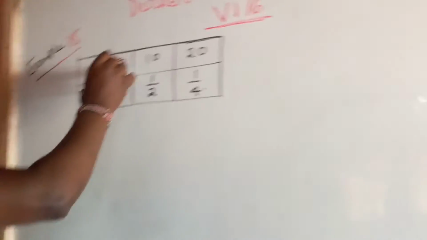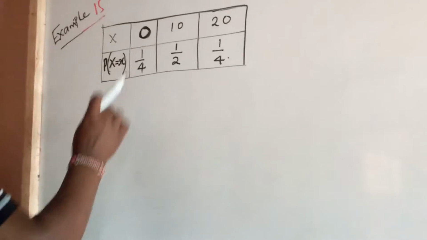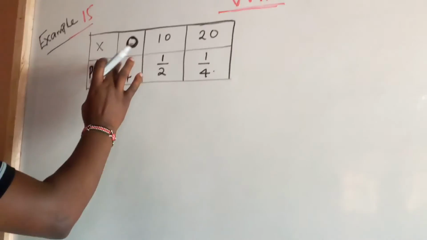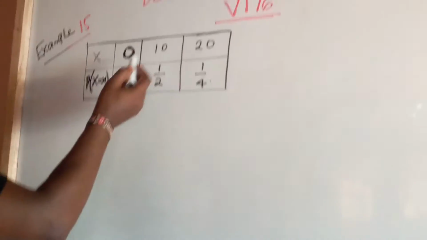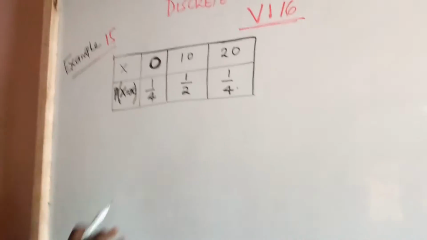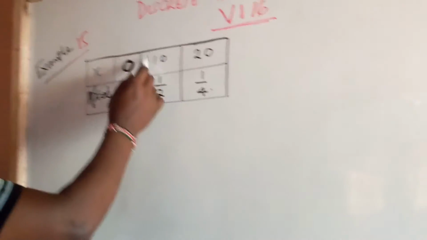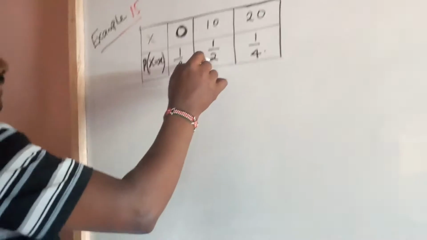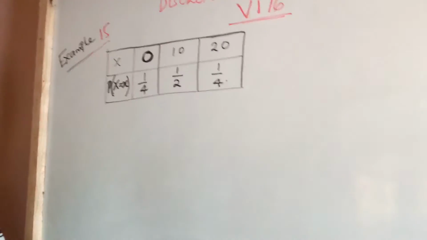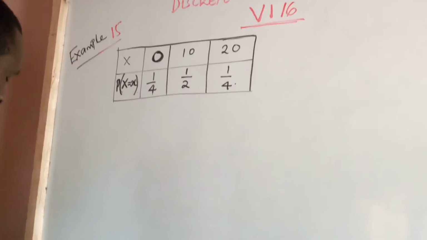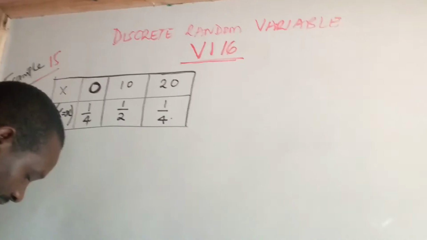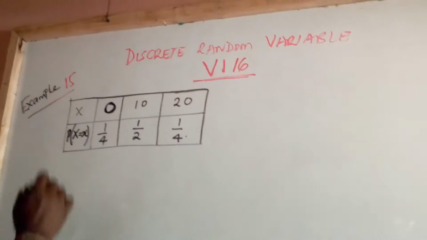The total value of the coins that land heads up: when none of the coins shows heads up, the probability is a quarter. When only one of the coins shows heads up, the probability is a half. When both of the coins show heads up, the probability is a quarter. And then we are expected to find E(X) and the variance of X.